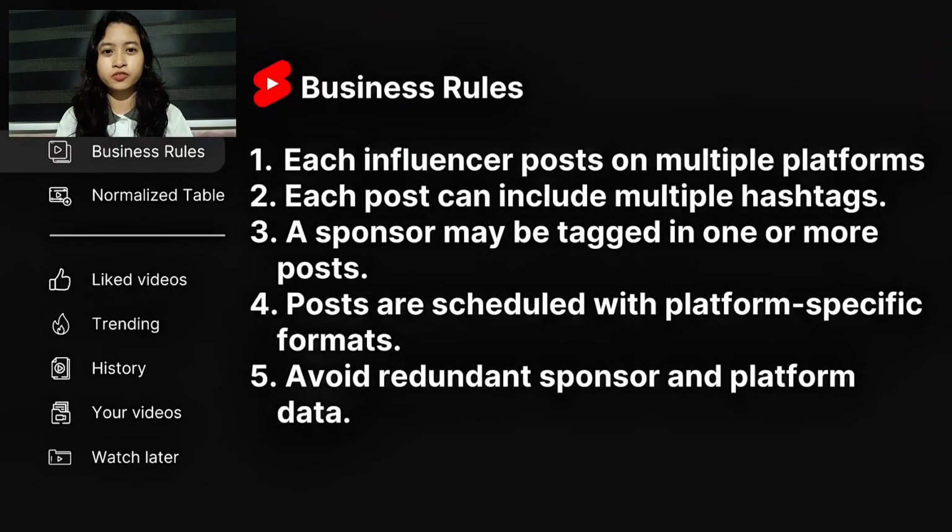The system is governed by a set of business rules to make sure all data is structured and consistent. First, influencers can post on multiple platforms. Each post can include multiple hashtags. A sponsor may be tagged in one or more posts. Posts are scheduled with platform-specific formats. And lastly, sponsor and platform data should only be stored once to avoid redundancy.